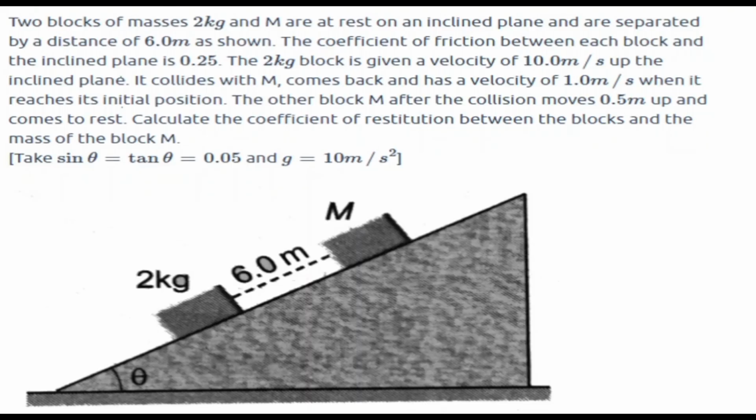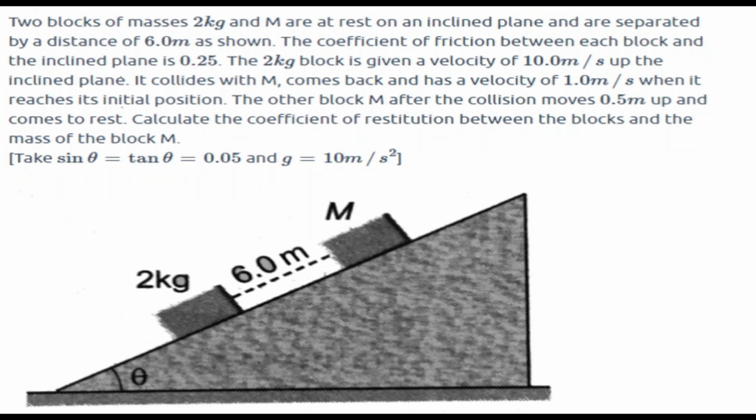Today, we are going to solve another very beautiful question from a very beautiful exam, JEE Advanced. So let's get started. In this question we are given two blocks, a block of mass 2 kg and a block of mass capital M, both at rest on an inclined plane and separated by a distance of 6 meters. The coefficient of friction between these two blocks and the inclined plane is 0.25.